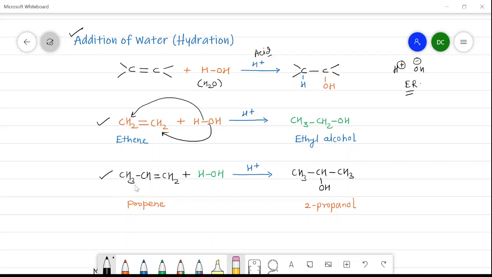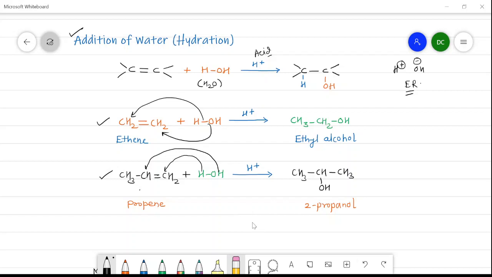In case of propene, there is a Markovnikov addition. This hydrogen will attach to the carbon which is having more number of hydrogens, and this OH will attach to this carbon because an unsymmetrical alkene is there, an unsymmetrical electrophilic reagent is there, and we get the Markovnikov addition product, that is 2-propanol.